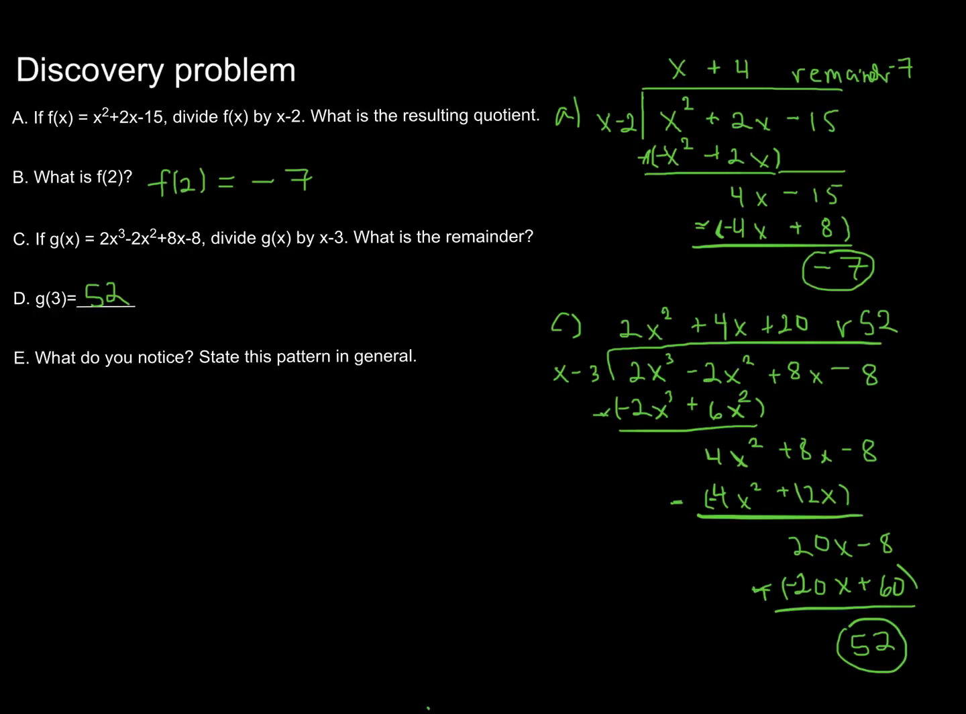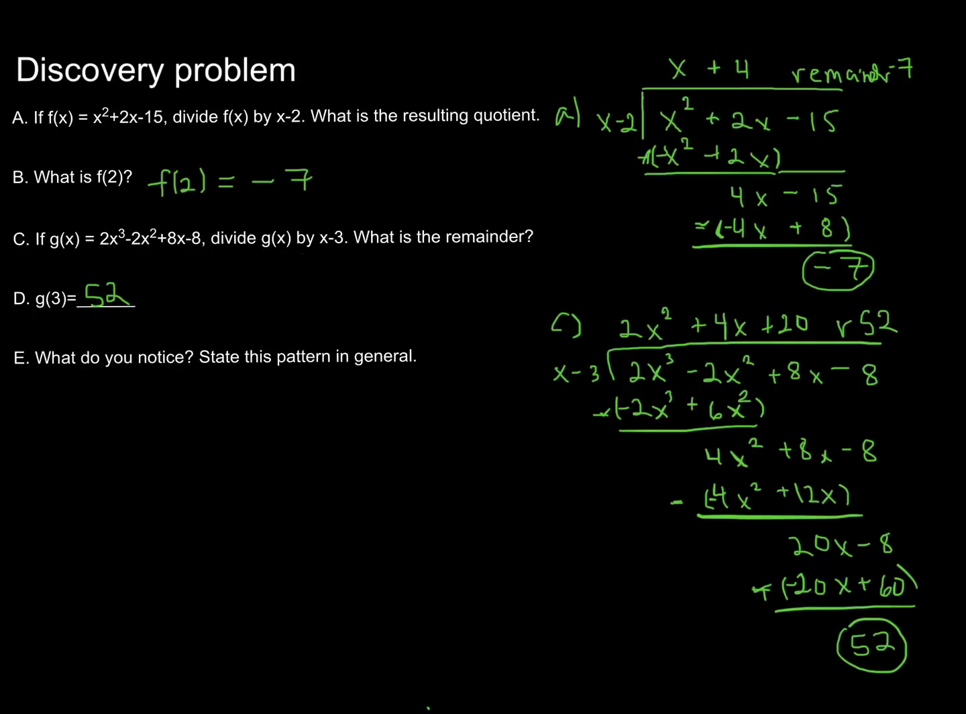So the really important thing to recognize here is the relationship between the remainder that you get when dividing by this linear factor and the value you get when you plug in the constant term of your factor. In this case, the constant term is 2, x minus 2. When you plug in 2, you get the same value that you got for your remainder.